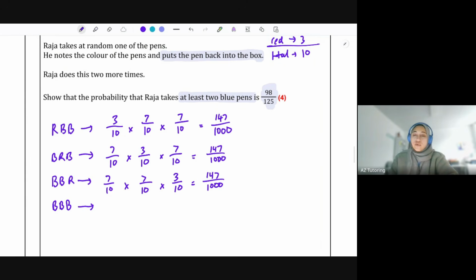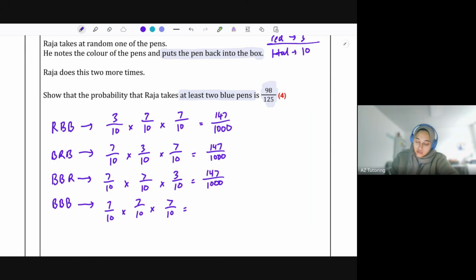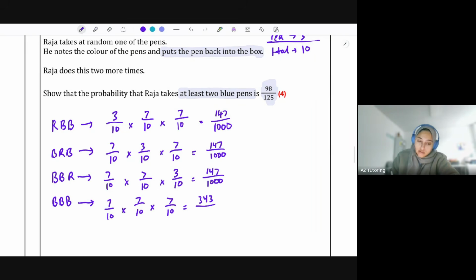And then finally, 3 blues. The probability of getting a blue is 7 out of 10 times 7 out of 10 for the second blue, and then 7 out of 10 for the third blue. Timesing this all together, we get 343 over 1000.